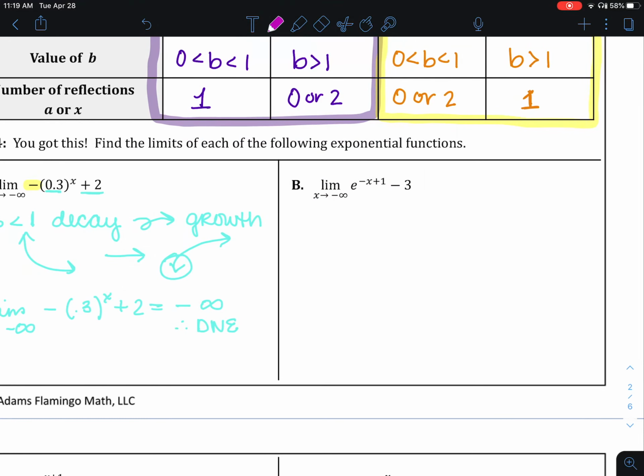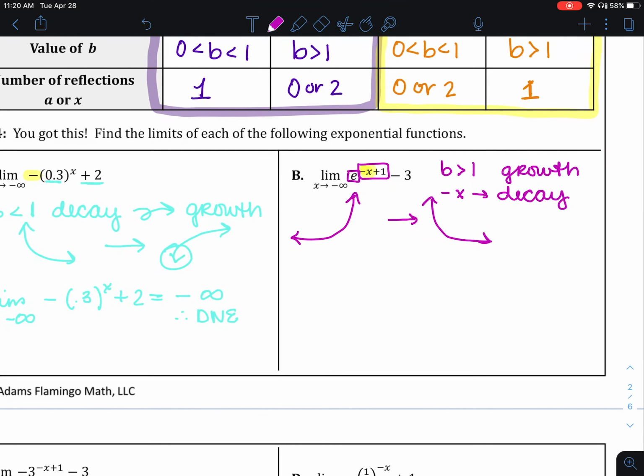Here we're going to start out the same way. We're going to look at the B value. The B value is E, which makes it growth, right? B is greater than 1, so we start out with growth. And then we look for reflections. So now we see that we have a negative X term, which is going to switch this to decay. So that negative X makes this decay now. So again, if it started out, it would look like this, growth. But now we're going to flip across the y-axis, because these translations change the X.